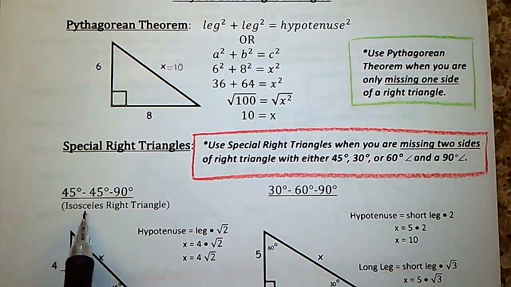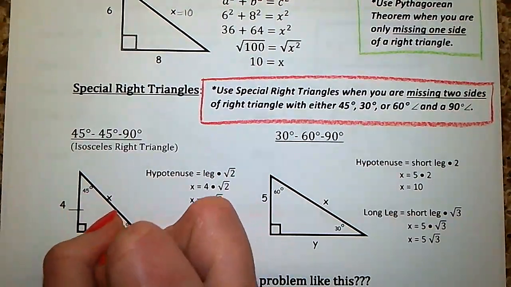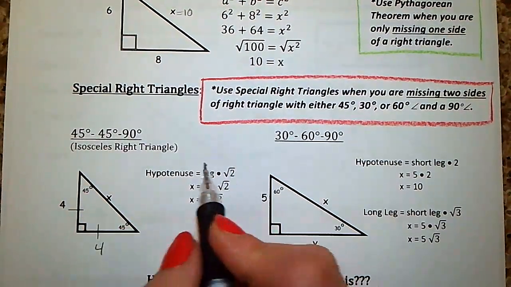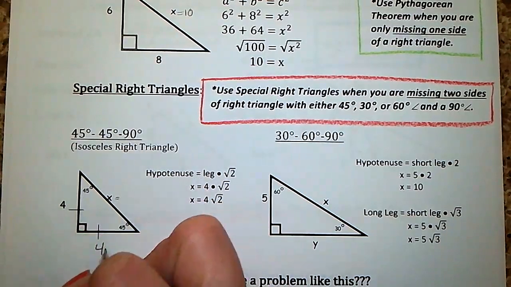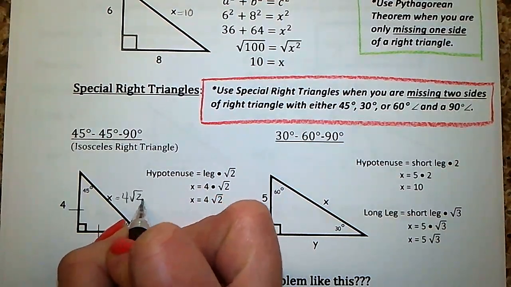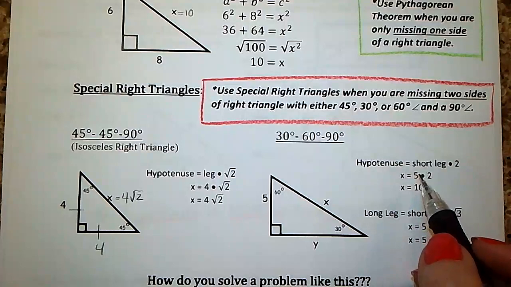This is your isosceles right triangle. The 45, 45, 90 is the isosceles one. So we know that two of those sides there are going to be equal to each other. So we know that side has to be 4. But we have a formula that says that the hypotenuse is equal to the leg times root 2. So then we just take whatever the leg is, we multiply it by root 2, and that is our missing side. The 30, 60, 90 has some different rules with it.